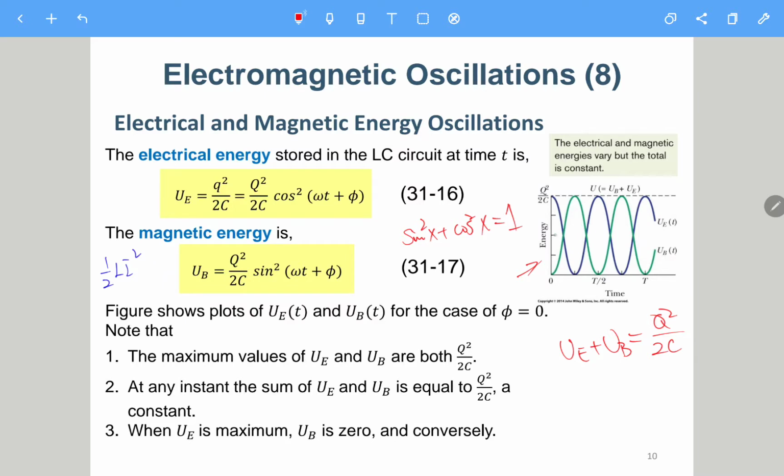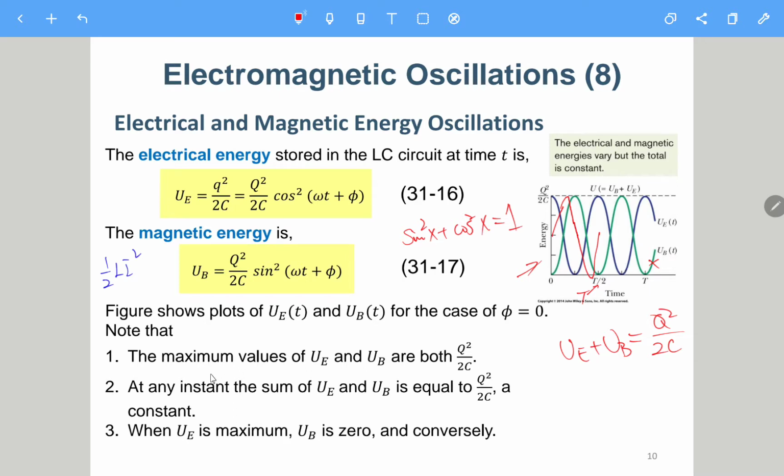I think it should be like this. They should have a 90-degree phase shift rather than a 180-degree phase shift. So I think this one is not so correct. And I think this should be t rather than half of t.